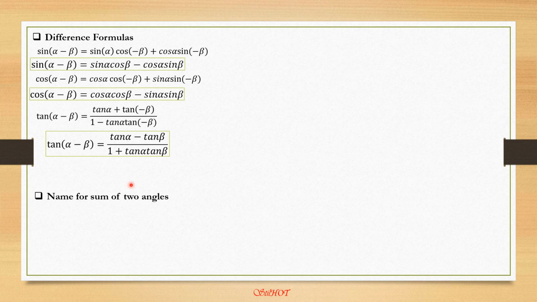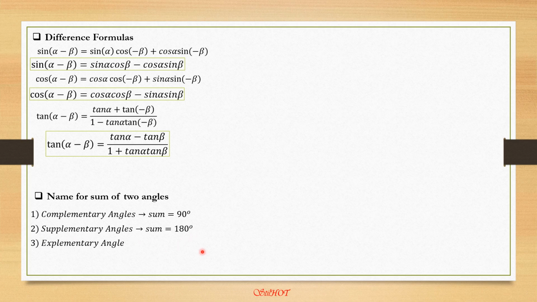The names for the sum of two angles: when the sum of two angles is 90 degrees, they are called complementary angles. Supplementary angles if the sum is 180 degrees. Explementary angles if the sum is 360 degrees.